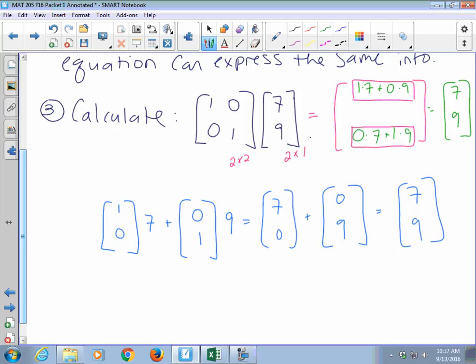Did you have a plus between them? Like that? Yeah, that's wrong, because that's a 2 by 2 matrix. The answer is a 2 by 1 vector.